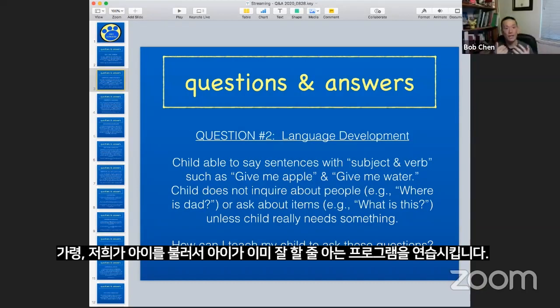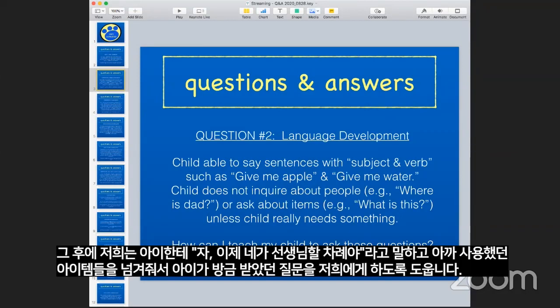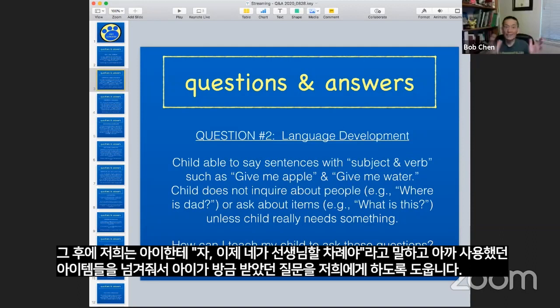So we might call the child over and practice a program that they've already known. So I'll ask, what is it? They'll say, it's a water bottle. What is it? It's scissors. What is it? It's a pen. And then we would say, okay, now it's your turn to be the teacher. And then we give them the exact same items that we did. And then we're facilitating them asking us what we just asked them.